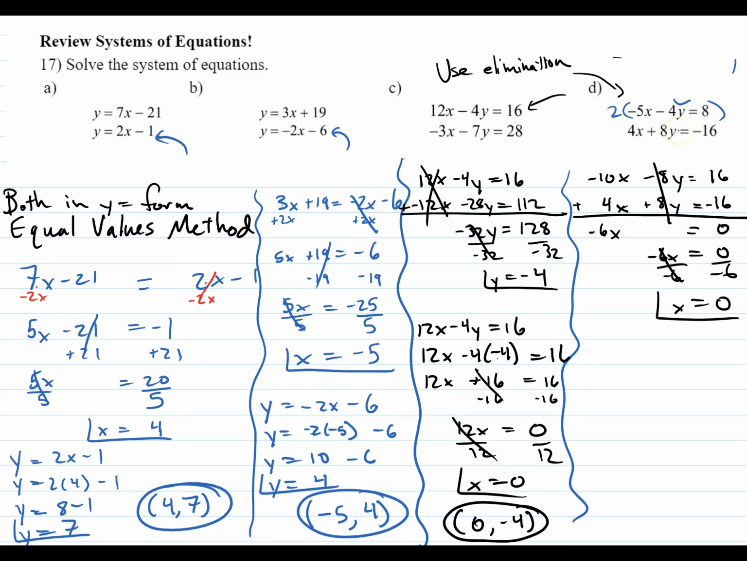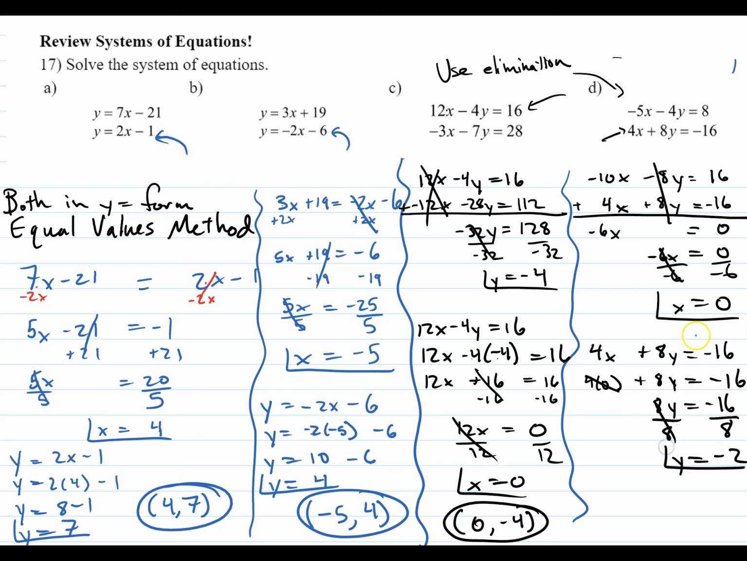Okay, so I'm going to plug this back into the bottom equation because it looks easier to me that way, to me at least. So we have 4x plus 8y equals negative 16. That's 4 times 0 plus 8y equals negative 16. And then 0 times anything is just 0. So this is gone. 0 plus 8y is just 8y equals negative 16. Divide both sides by 8 and y equals negative 2. So my answer as coordinates is 0, negative 2.